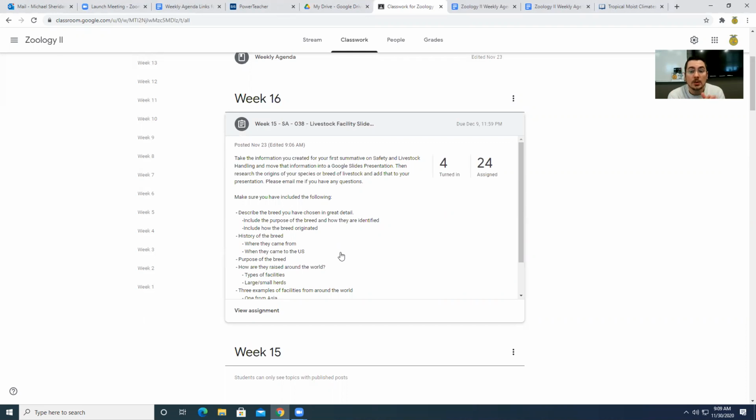I also want you to do at least one slide that talks very generally about how we identify that breed. What is the purpose of the breed? What were they bred to do? How do we identify them? Is there a color distinction? Is it a height distinction? How is that breed distinguished from other breeds of the same species?